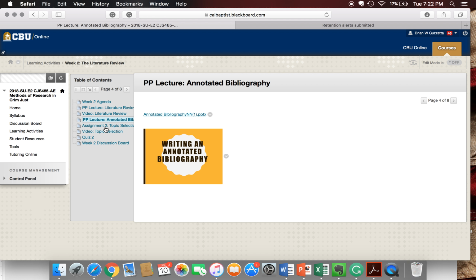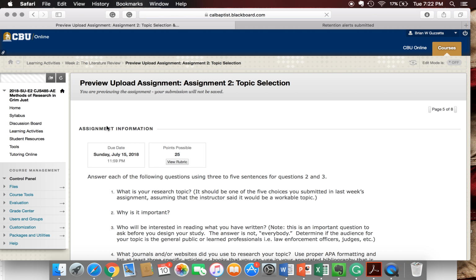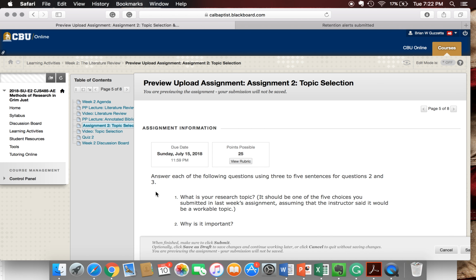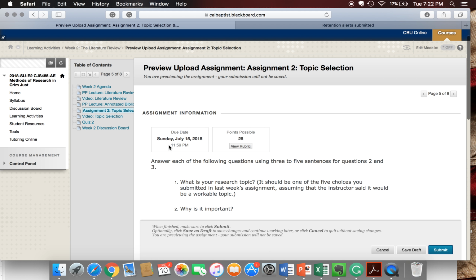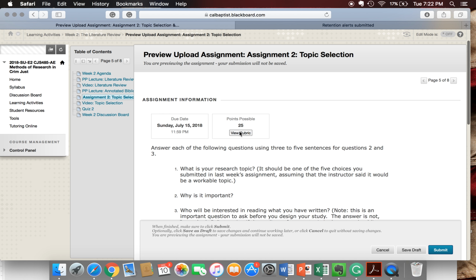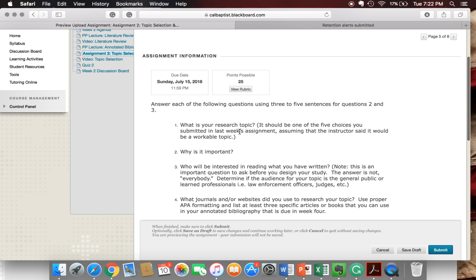And then that takes us in to our assignment number 2. Remember, this is going to be one of those additional building blocks. It is due Sunday, July 15th at 11:59, so week 2, day 7. There are 25 points possible, and for this we're going to answer each of the following questions using 3 to 5 sentences for each question.